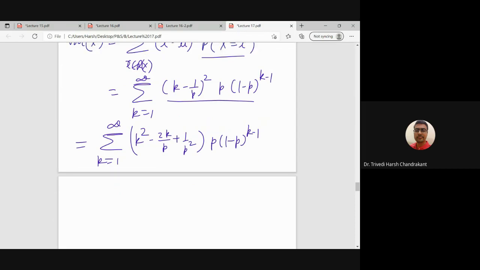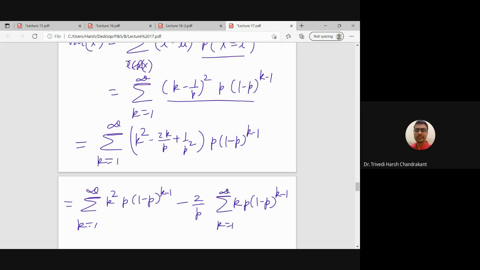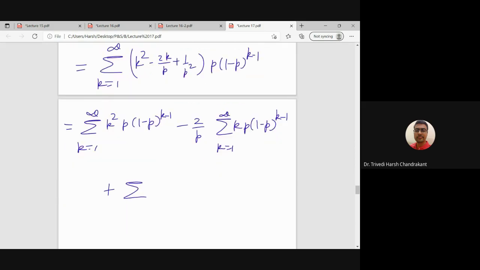If we separate this into three different series, what will we get? We get the summation from 1 to infinity of k square p (1 minus p) power k minus 1. That is the first series. The second series is minus 2 by p times the summation of k p (1 minus p) power k minus 1, from 1 to infinity, plus the summation from 1 to infinity of 1 upon p square times p (1 minus p) power k minus 1.